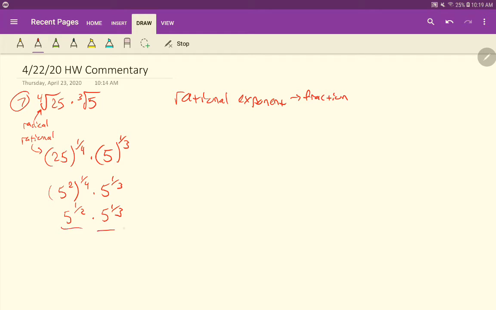Now, we have the same base, and so when we multiply, we add these two exponents. So it's going to be 5 to the 1/2 plus 1/3 power. Of course, to add fractions, you can type that in your calculator if you want to: 1/2 plus 1/3. Make sure you put parentheses around your fractions. Or we can just get a common denominator here. So 1/2 is the same thing as 3/6, and 1/3 is the same thing as 2/6. And so if we add those, we get 5/6. And so this is just 5 to the 5/6 power as a final simplified answer.